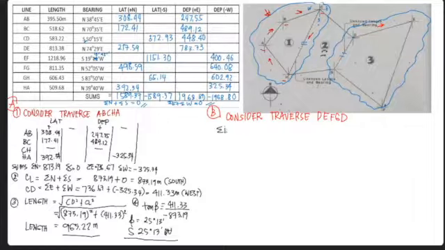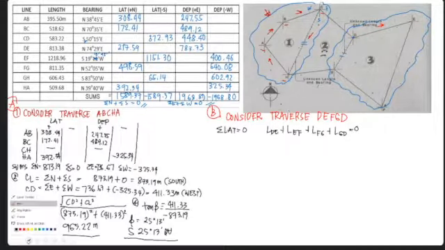So, summation of latitude is equals to 0. So, dyan sa ating traverse, latitude ni DE plus latitude ni EF plus latitude ni FG plus latitude ni GD is equals to 0. So, ito yun. I-highlight na lang natin. DE, EF, FG.